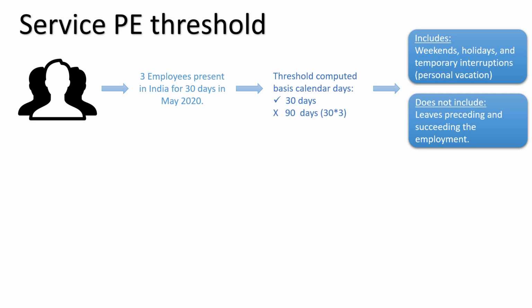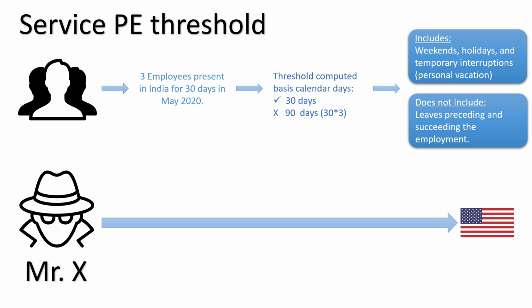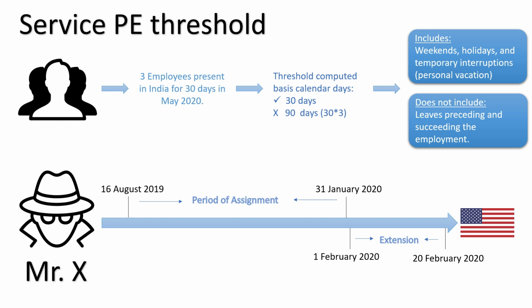However, if the leave precedes or succeeds the employment, such period can be ignored. For example, let's say Mr. X has been deputed on-site to US to work at the client's location by his Indian employer, wherein the period of assignment is 16th August 2019 to 31st January 2020. However, Mr. X extends his stay till 20th February 2020 to spend time with his family.